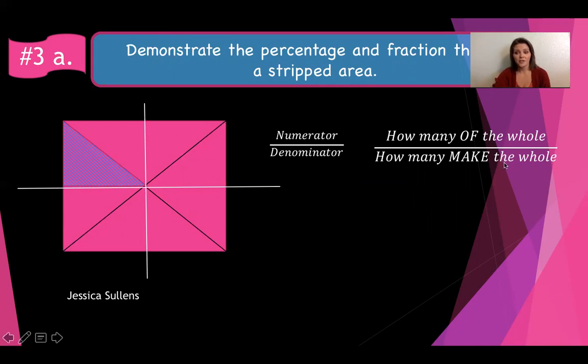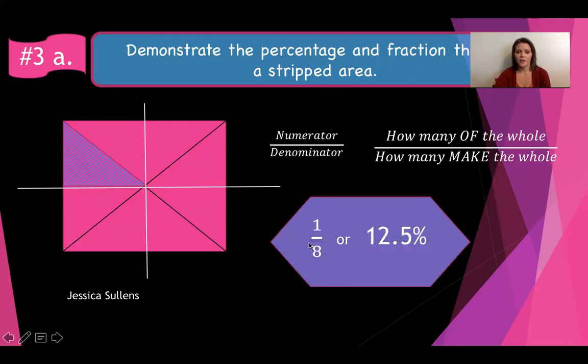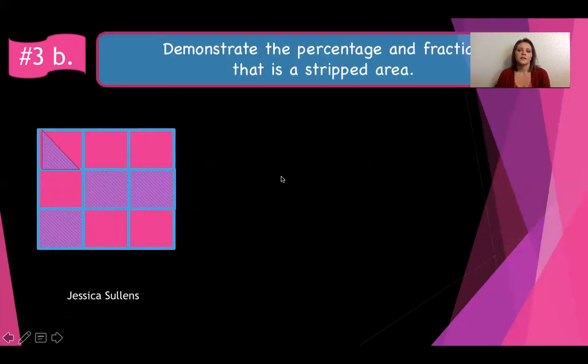So how many make the whole? It's going to be 8. And then we have one of those areas shaded. So our fraction would actually be 1 over 8. And if we divide this into our calculator, we would have 1 over 8, or 12.5% of this area is shaded.